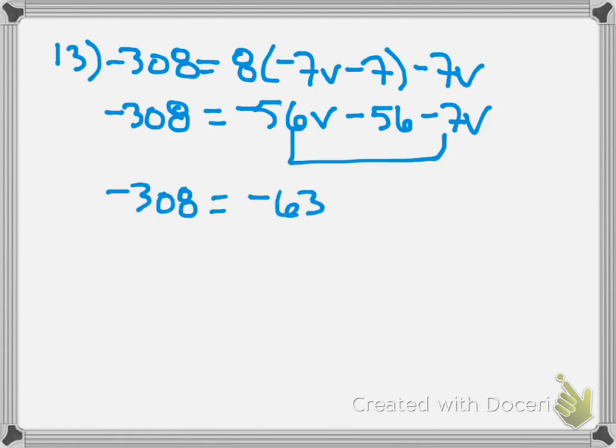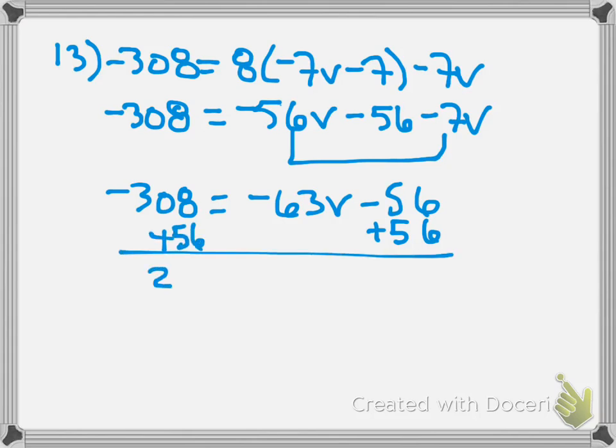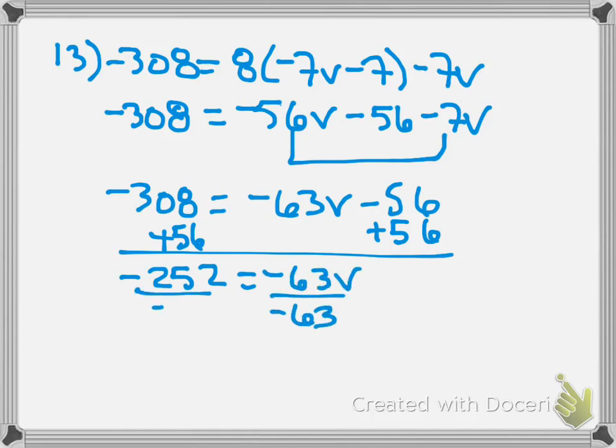Negative 63v minus 56, so I need to add 56, and I should say negative 63 times v. This actually means I need a takeaway, because I got a negative and a positive. So I have 252 negative, and I'm going to divide by negative 63, because that's 63 times v, and the opposite of that would be to divide. That will give me an answer of positive 4, just 4.